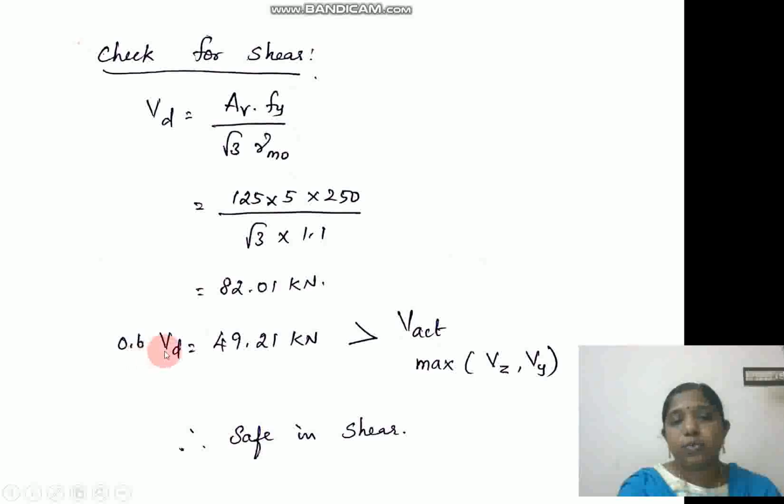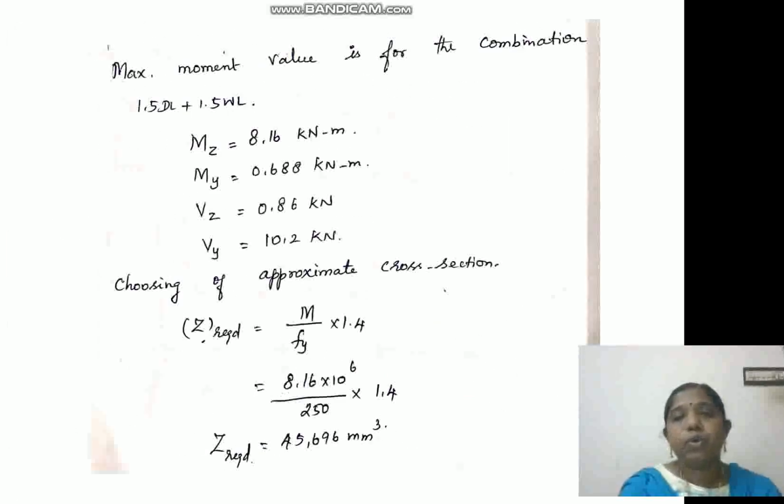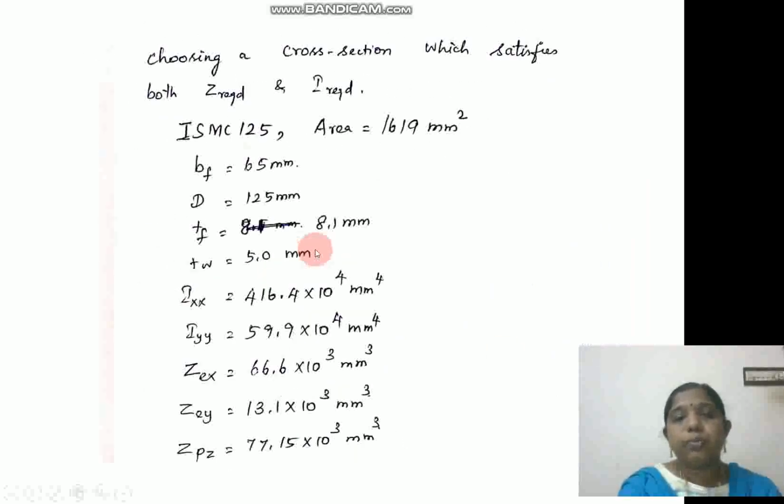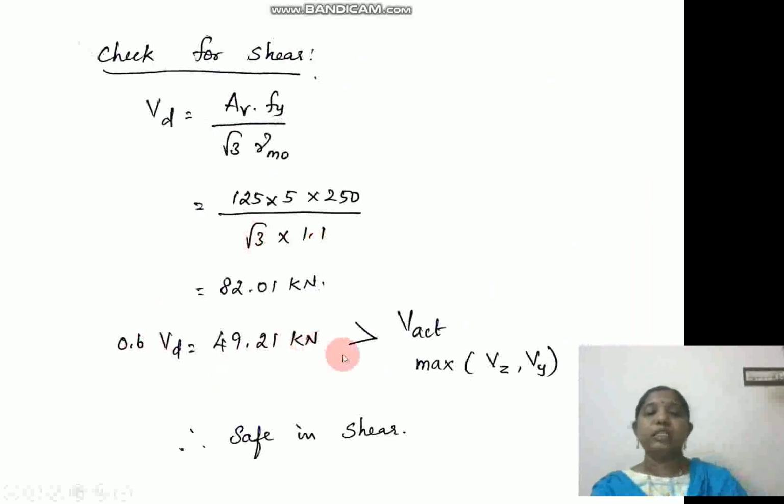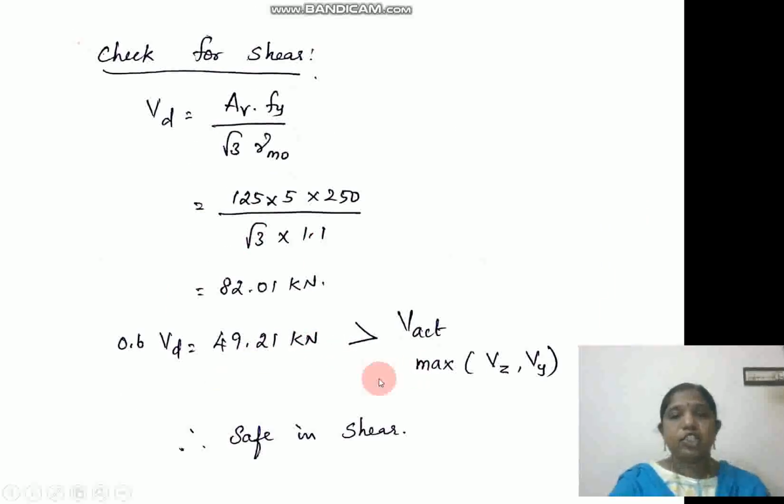You check 0.6 times VD, which should be greater than your V actual, that is the maximum of VZ and VY. You know your VY value here, that is 10.2. So the maximum of VZ and VY is 10.2, whereas your 0.6 VD is higher than your V actual. Therefore, it is safe against shear.